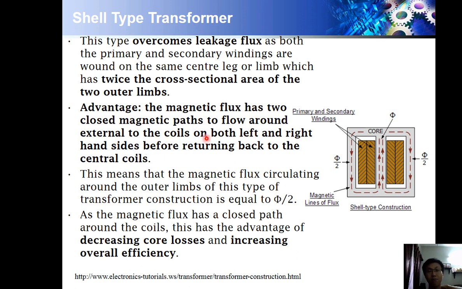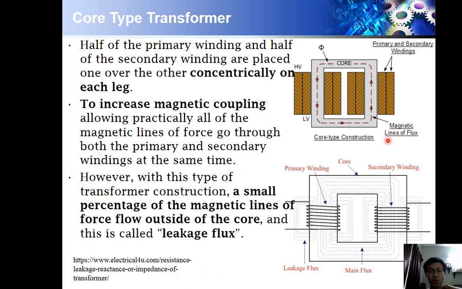So the advantage is the magnetic flux has two closed magnetic paths to flow around the external of the coil on both left and right hand side before returning back to the center coil. This is the advantage: flowing through the left hand side or the right hand side and then going back to here. This means that the magnetic flux circulating around the outer limbs of this type of transformer construction is equal to flux divided by 2. If let's say I have 10 Weber here, it will divide by 2. It becomes 5 Weber here and another 5 Weber here. As compared to the previous one, if I have 10 Weber here, we hope that we can receive another 10 Weber on the secondary side. Okay?